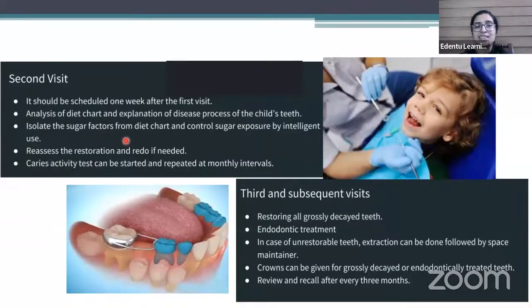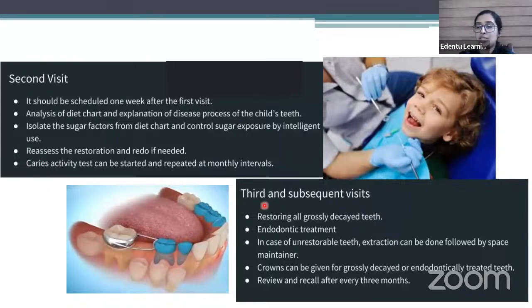Caries activity tests can be started and it should be repeated at monthly intervals. As I told, it is very common that whenever you see multiple points like this, you tend to get confused, but make sure that the moment you are writing down, there should be at least 2 to 3 points that you have to remember. Okay, so in the second visit, you can give importance towards this diet chart, reassessment of the restoration as well as the caries activity test.